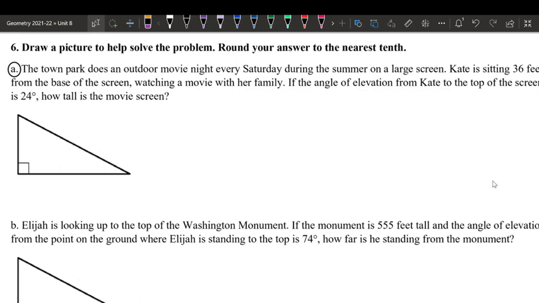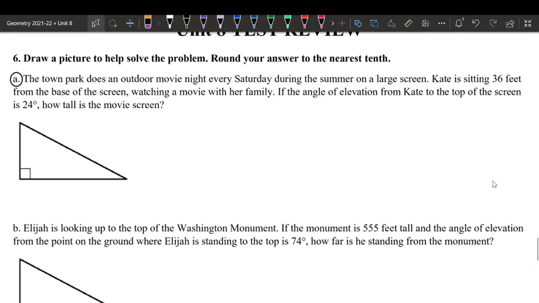All right, so the town park does an outdoor movie night every Saturday during the summer on a large screen. Kate is sitting 36 feet from the base of the screen watching a movie with her family. If the angle of elevation from Kate's to the top of the screen is 24 degrees, how tall is the movie screen?